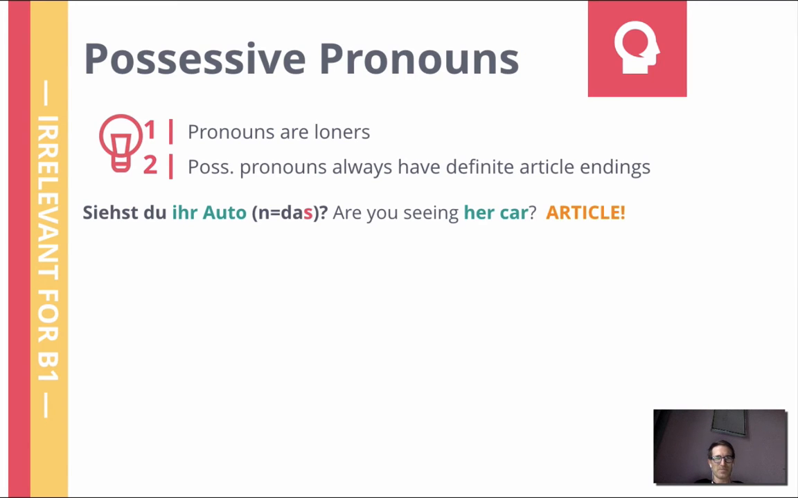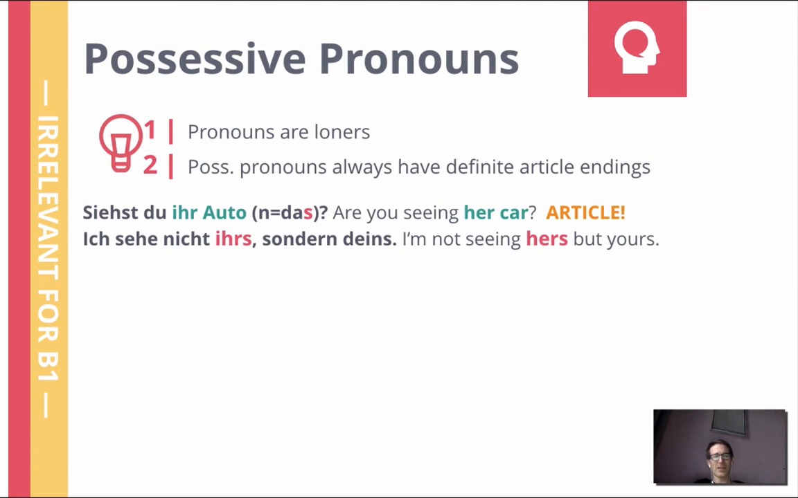Siehst du ihr Auto? Are you seeing her car? But now, when we replace ihr Auto with a pronoun, we have ich sehe nicht ihrs, sondern deins. I'm not seeing hers, but yours. And you see the similarity. In this case, we put an S at the end of the ihr, like in English. But in German, we are a bit more precise, which you will see in a minute.